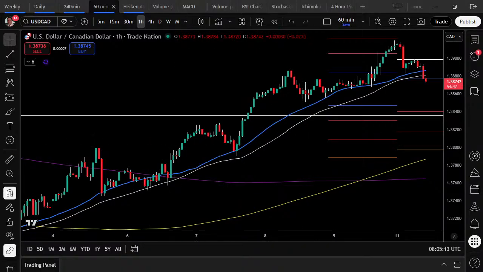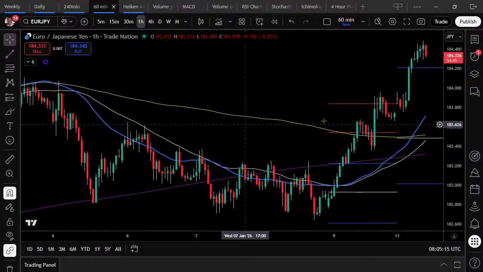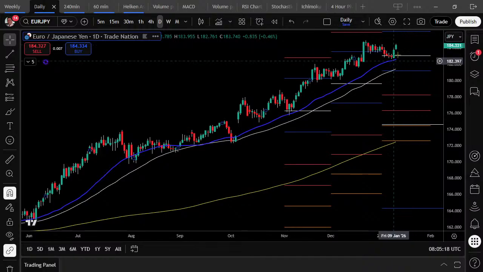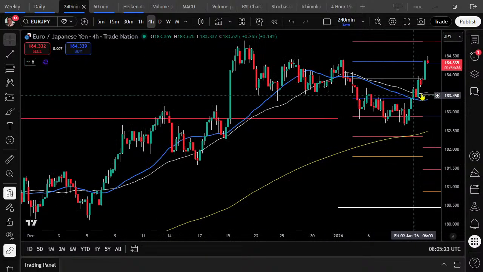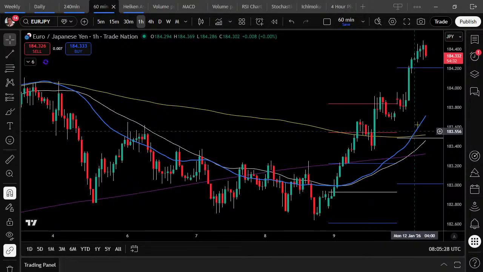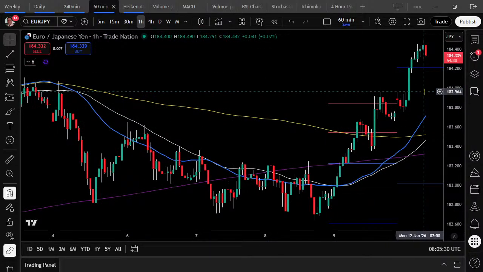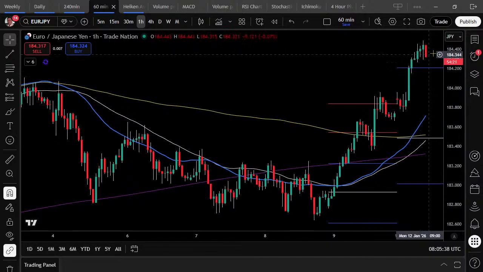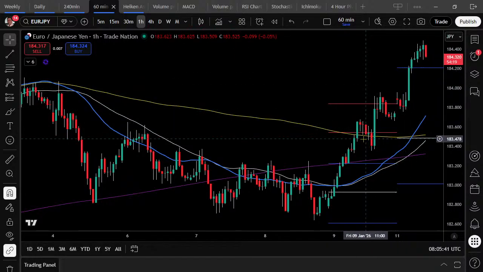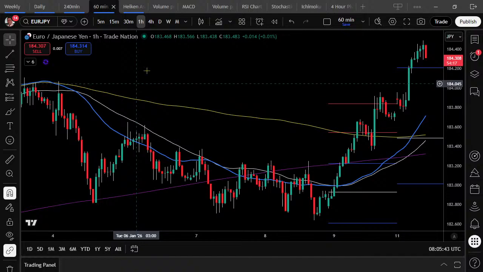Looking at a couple of the crosses, euro yen. Well, this has continued today back into its sort of route. It did start this on Friday, this move back to the upside here. It's looking like it's got potentially further upside, but again it just may have exhausted itself the way it's moved in terms of the wave formation there.